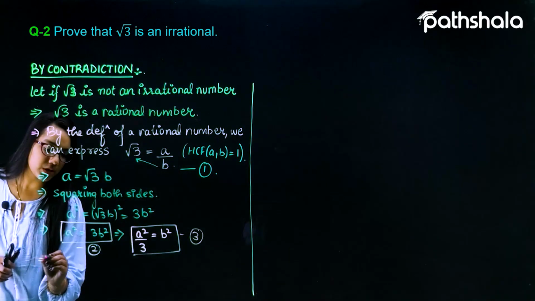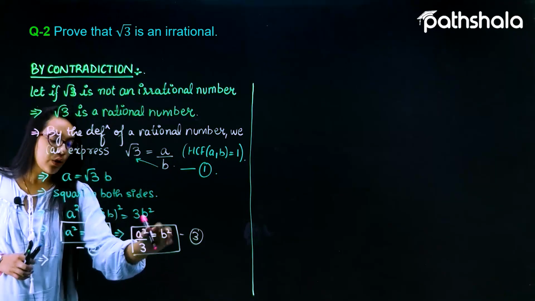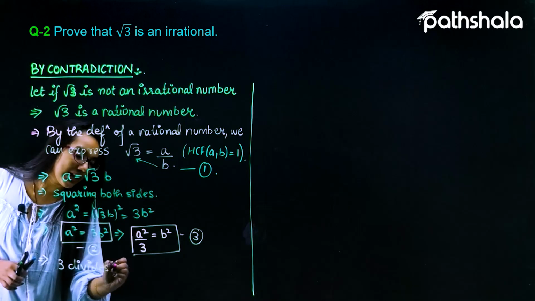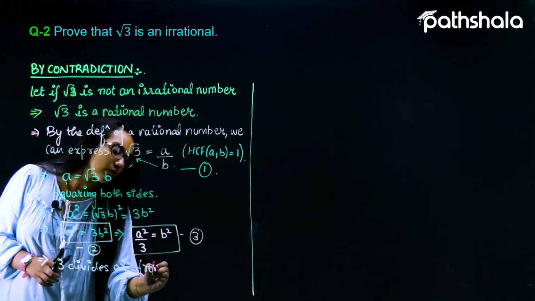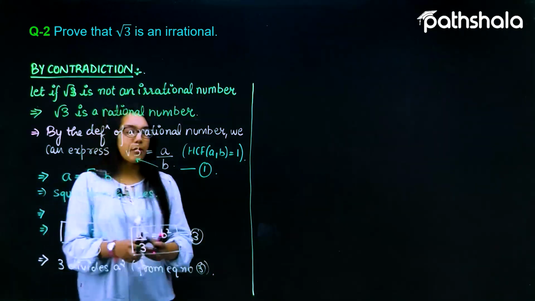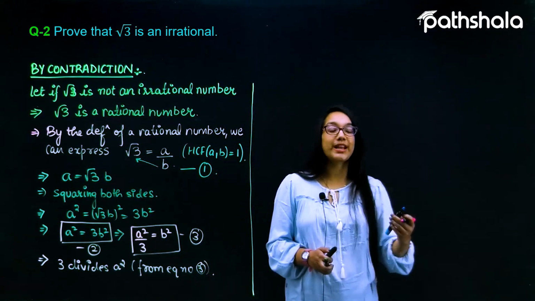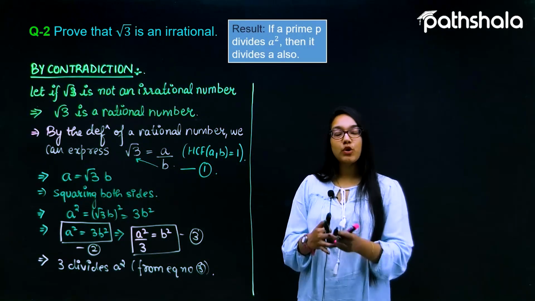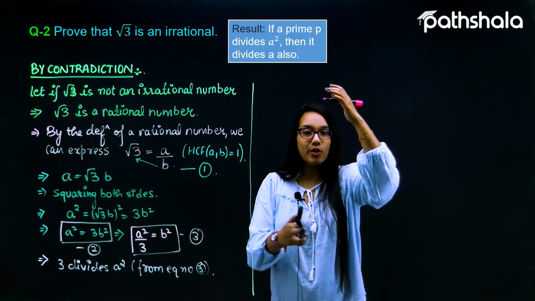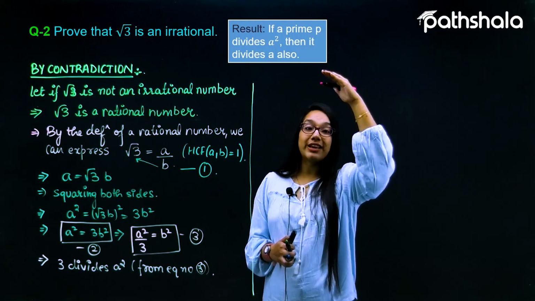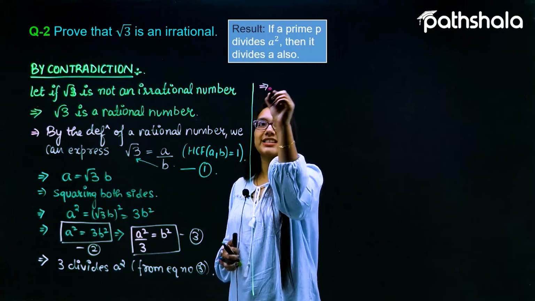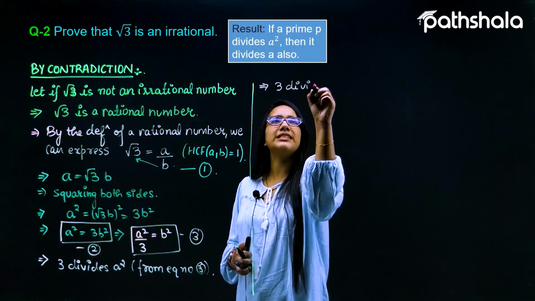From equation number 3, what can we say? We can say that 3 divides a square. Being 3 a prime number, we can use the same theorem, which says that if a prime p divides the square of a number, then it divides the number a also. So if 3 divides a square, it implies 3 divides a.